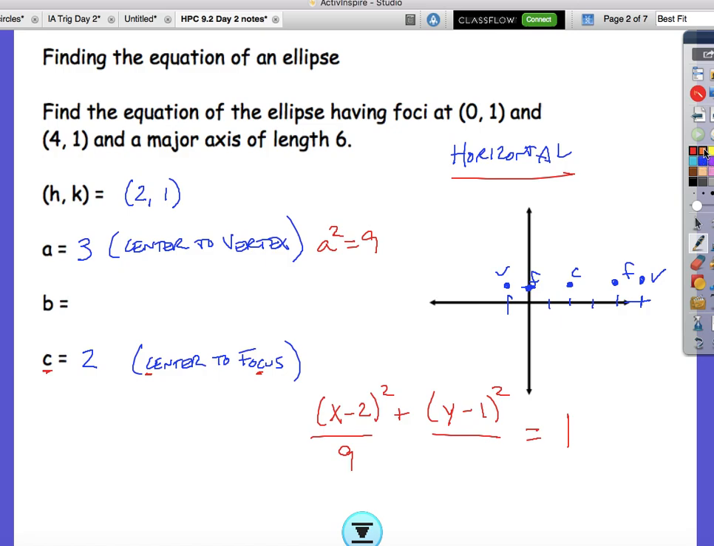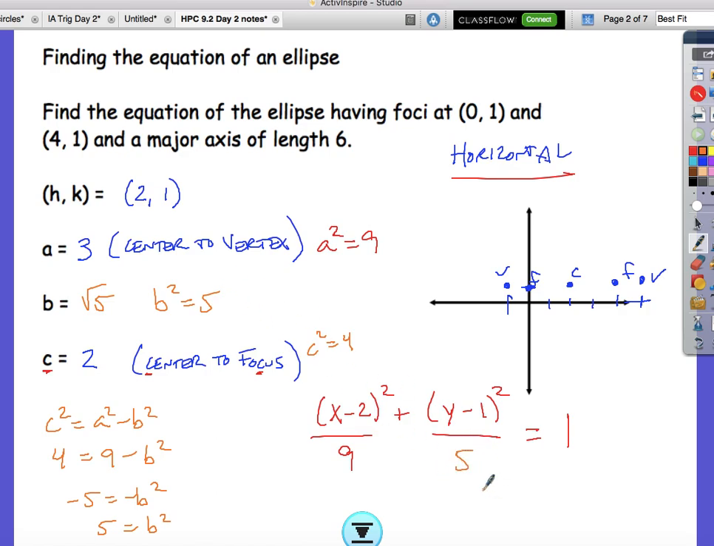What I need here is the b squared. So I need to do a little bit of work to figure that out. I know with my little equation c squared equals a squared minus b squared. So if c is 2, then that means that c squared is 4, and a squared was 9. So that means that b squared is 5. So b would be the square root of 5. But what we really care about is b squared. That's in our formula. And so then this right here would be a 5. And that's the equation, and that would be your answer.